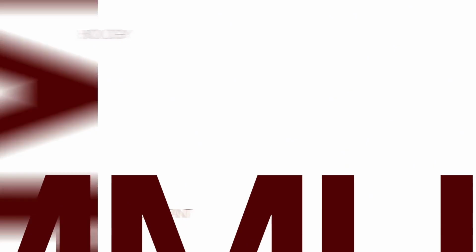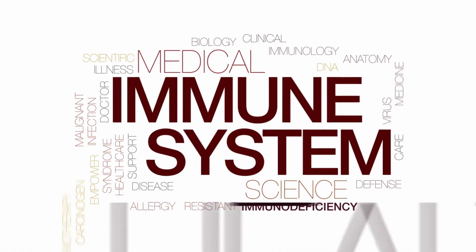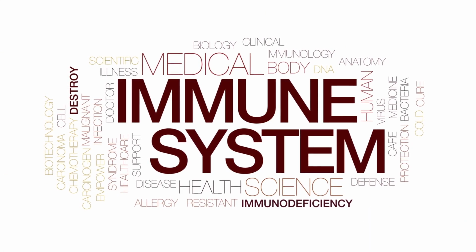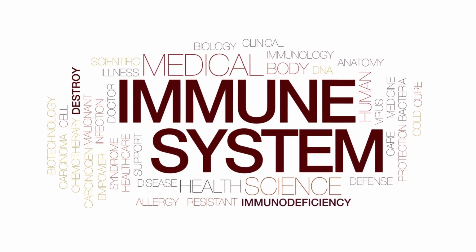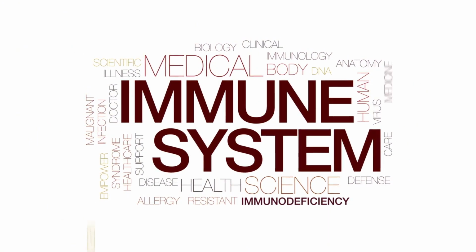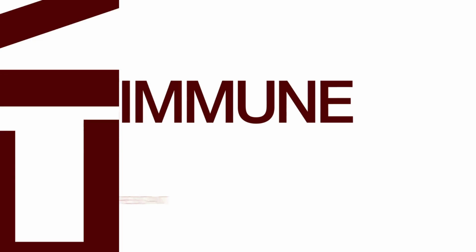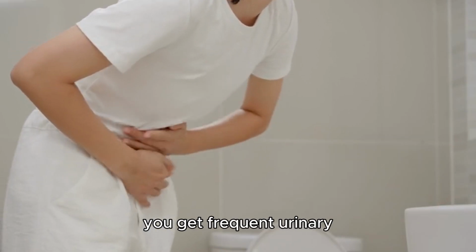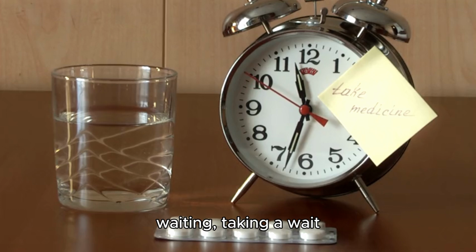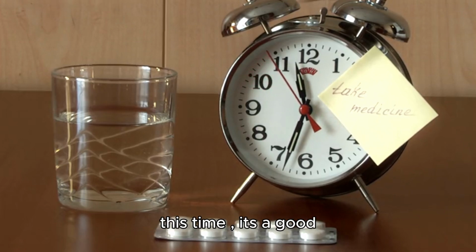There are times when antibiotics stop working. When antibiotics are used to treat UTIs, the infection adapts and can become harder to fight. Antibiotic resistance. This means the infection becomes immune to the antibiotics, not you. Some providers may suggest alternative treatments if you get frequent urinary infections. These may include taking a wait-and-see approach to your symptoms.